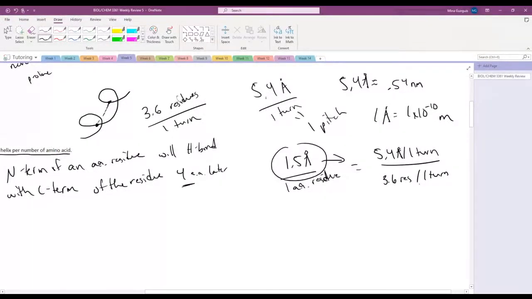I think some people prefer that 1.5. And so I want to make sure that I explain where it comes from and kind of why it is the way it is. Okay. All right.